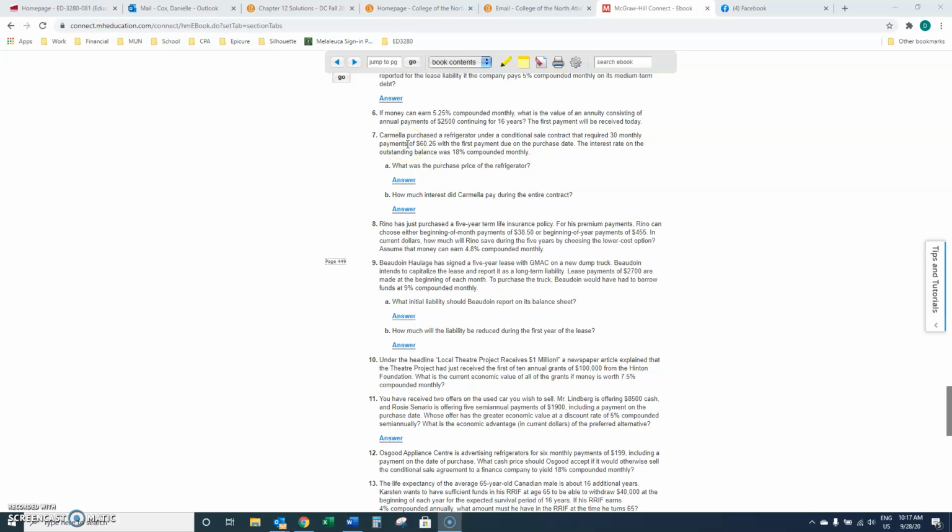We know that there's 30 payments, so N equals 30. Monthly payments, so payments per year equals 12. The payment amount, so payment equals $60.26. You're paying that payment out, so it's negative. First payment is due on the purchase date, so that's what signified to us that it was beginning of period payments. Interest rate, 18%, so I/Y, your interest per year, 18%. Compounded monthly, so compoundings per year were 12.